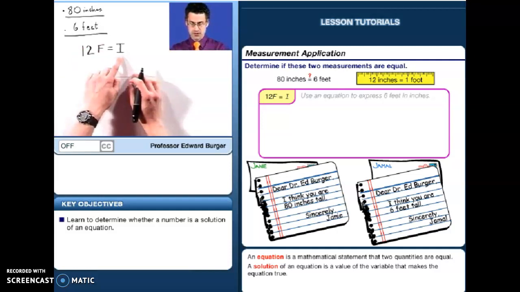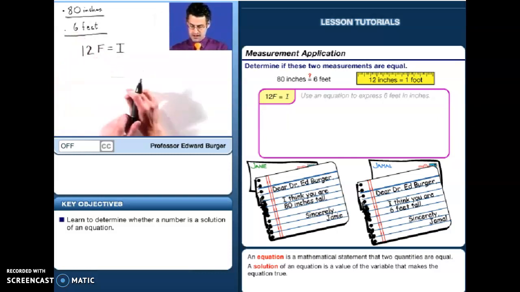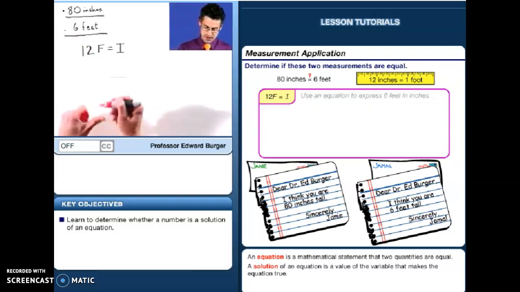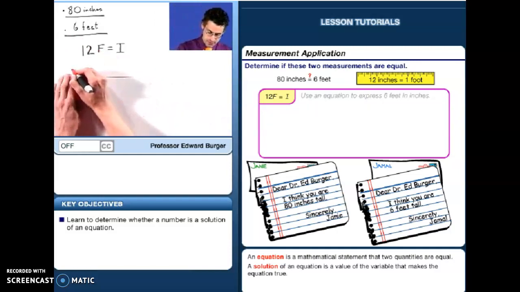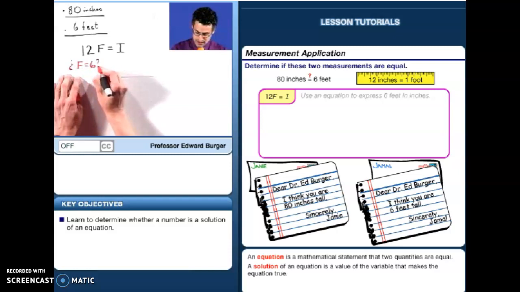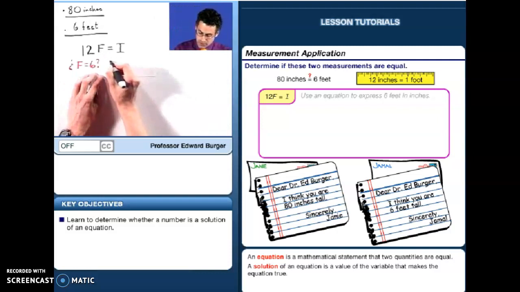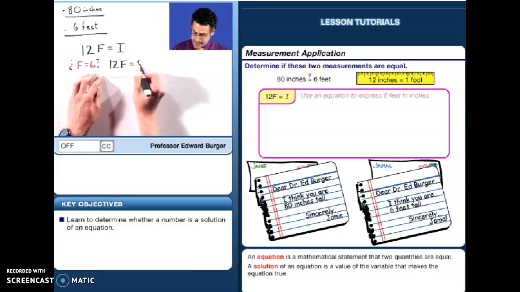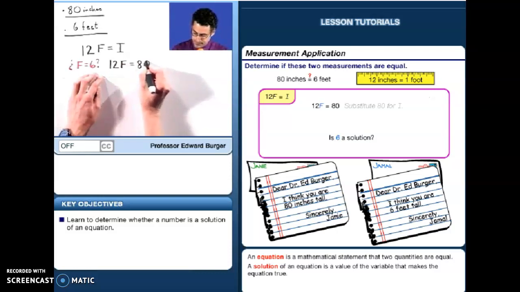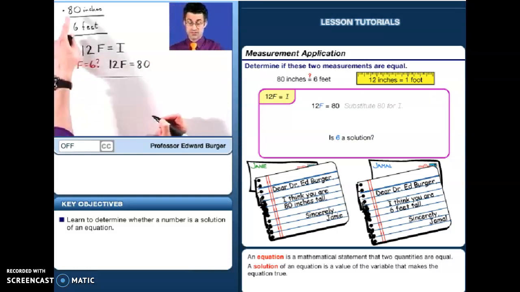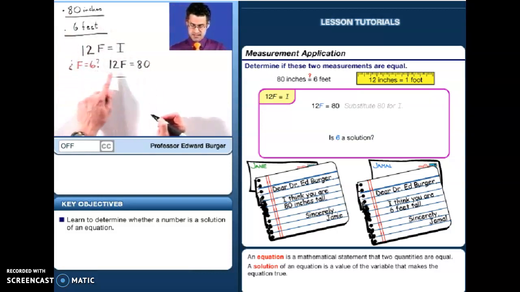So now what I would do is insert Jamal's guess of 6 feet into here, and let's see what happens. The question is, when I put in 6 for F, F equals 6, will that be the same as Janie's guess? So will that be a solution to 12F equals 80? So that's the question. Are these two the same? So let's plug in 6 for F.